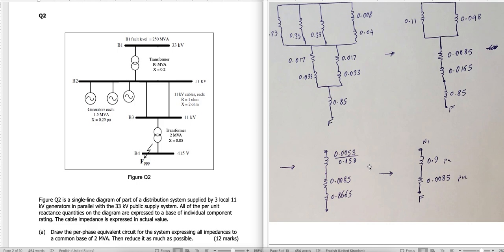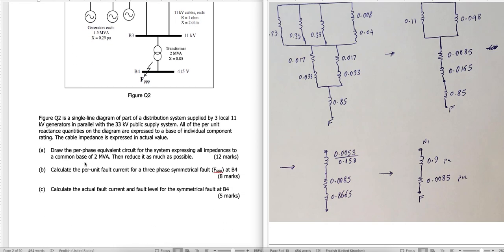But okay, since we are forming this reactance diagram only for short circuit analysis, we don't need the resistance. In the next step, we only focus on the reactance. So next stage is calculate the per unit fault current for a 3-phase symmetrical fault here.